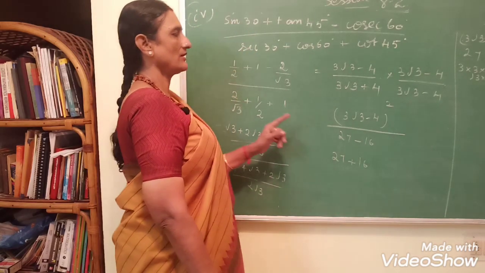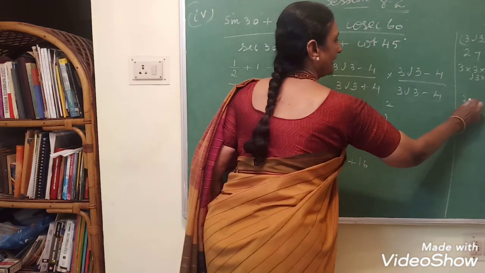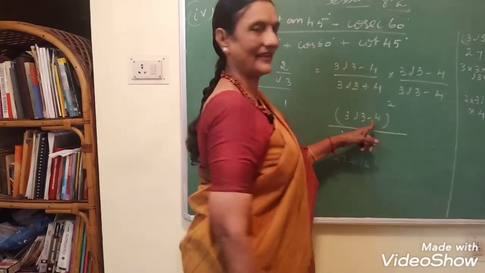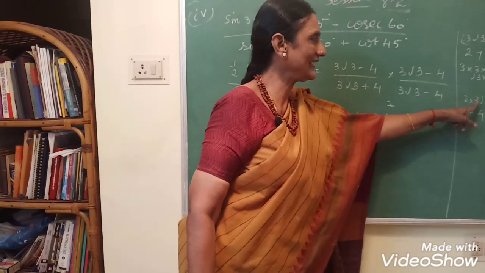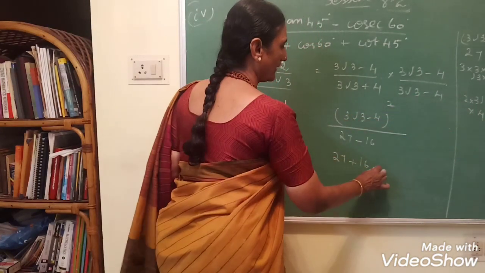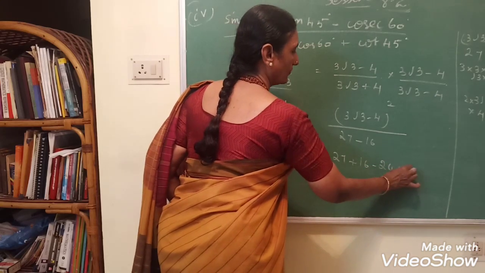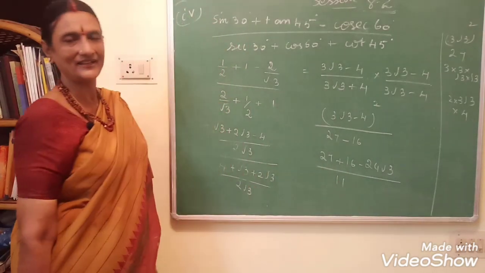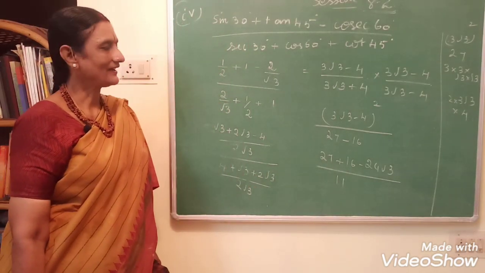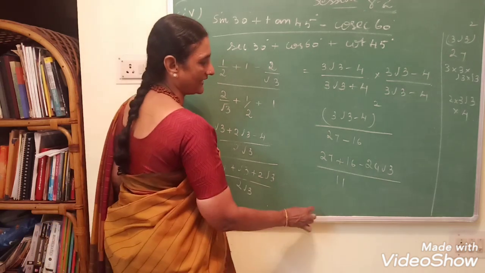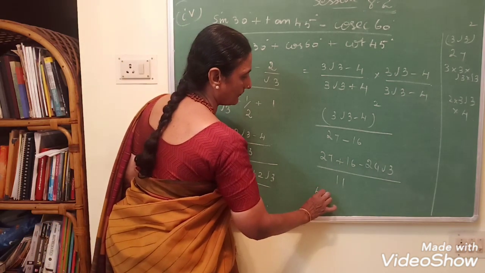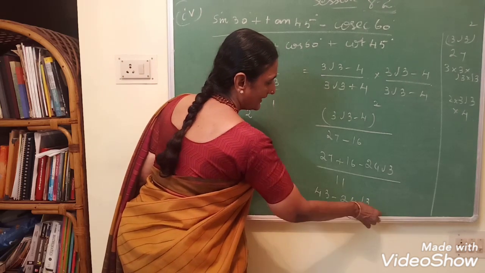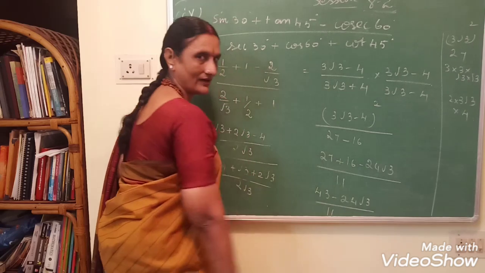And the middle term. What is the middle term? 2 into 3 root 3 into 4. There is a negative sign here. So 2 3s are 6, 4 6s are 24, minus 24 root 3, divided by 27 minus 16, which is 11. Correct? Are you understanding? On simplification, this becomes 43 minus 24 root 3 divided by 11. That is your answer.